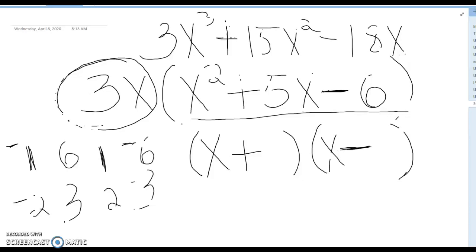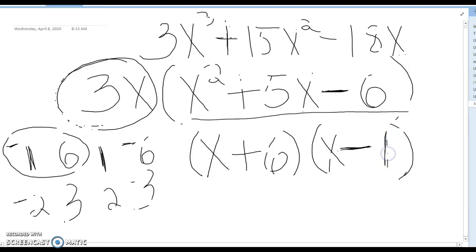Well, when I look at what's going to give me 5x, it's going to be when I add 6 and negative 1, because I'm looking for it to be positive. So my 6 is going to be the positive one. The bigger one is positive. And this is going to be minus 1. And so now that is my factored form of x squared plus 5x minus 6.